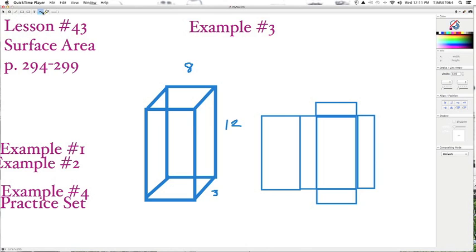Okay. And now when we're looking back at the shape, we see that this area, or this length is 12. This is 3. 3. 8. 8. And these are 12.